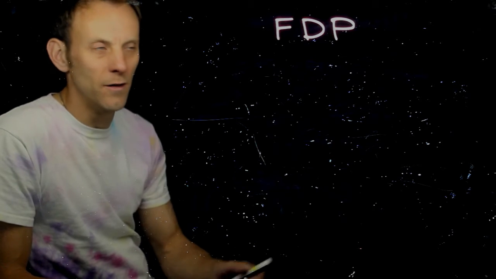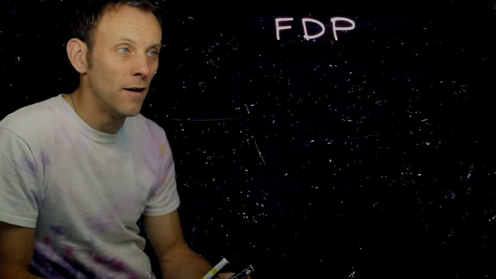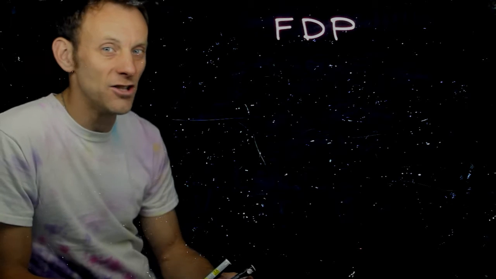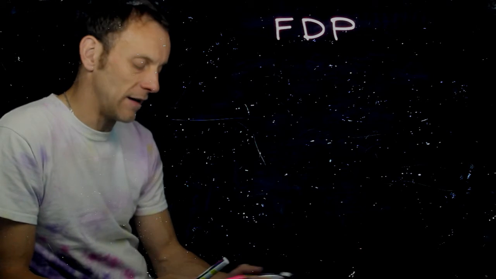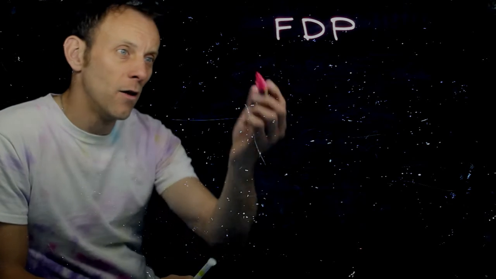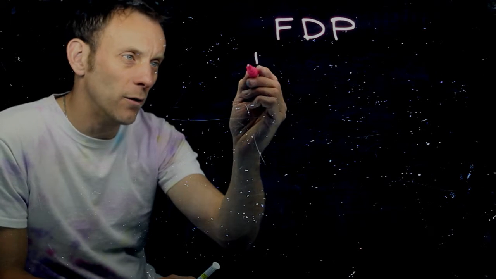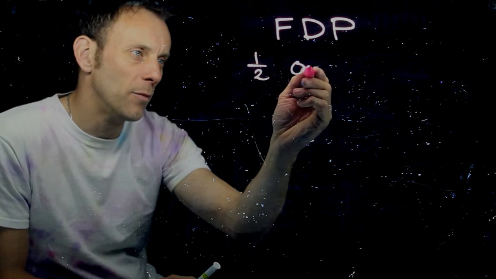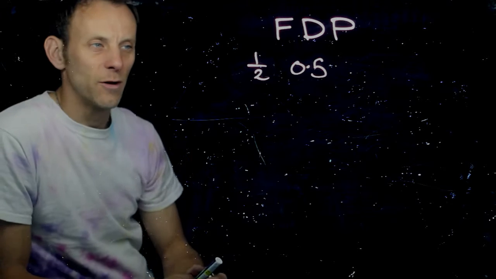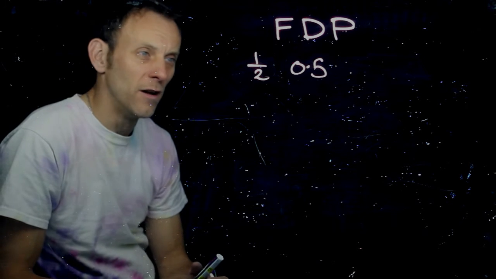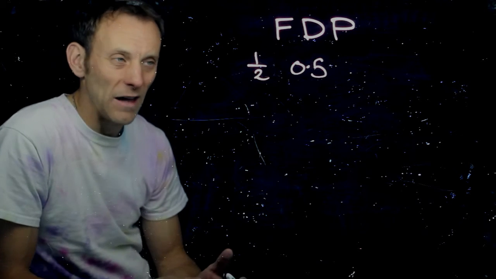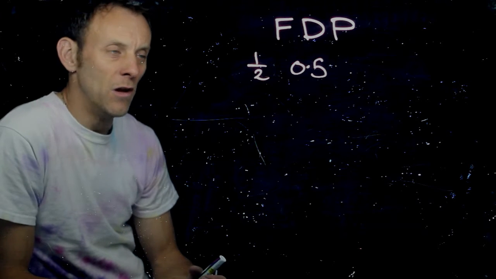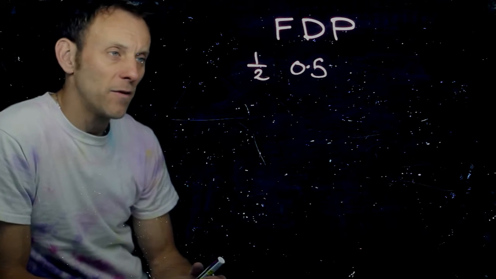This Yes2Maths video is about FDP, fraction decimal percentage equivalence. Specifically, let's think about the easy ones. We know, surely we know, that half is the same as 0.5. If we talk about half something, we talk about 0.5. It's the same thing, just two different forms of writing the same thing.